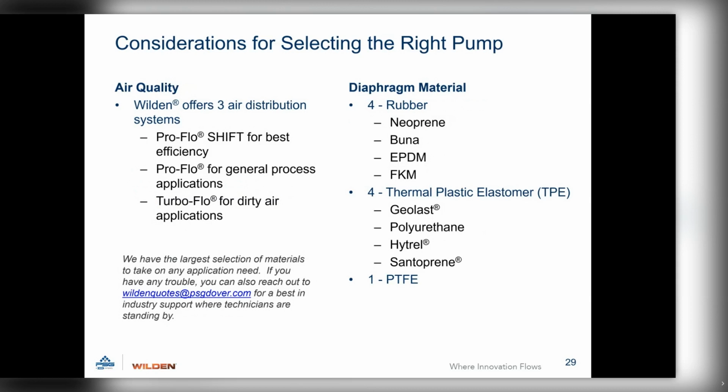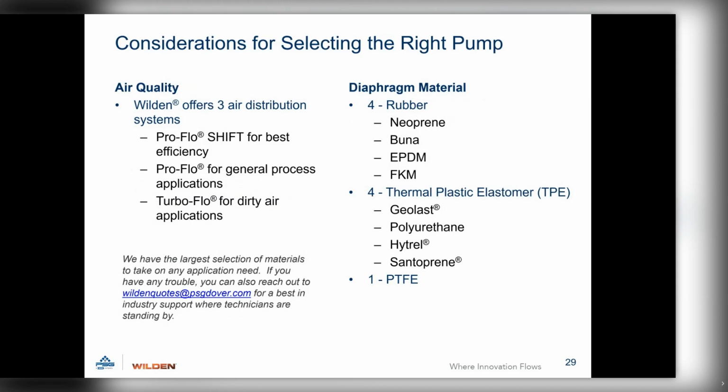Now, as far as air quality, some plants out there don't have the best air quality. ProFlow Shift is our flagship air distribution system for the best efficiency out there in the market. It's patented technology, uses the least amount of air, so it's doing its part out there to try to reduce that carbon footprint and use the least amount of air.